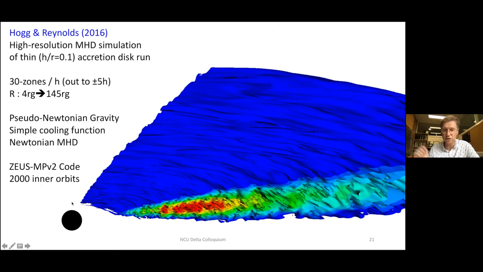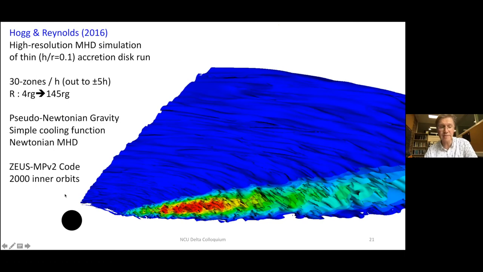And then we need to run these simulations for a very long time because we want to start looking at the simulated data in the same way we look at real light curves. And real light curves are actually quite long in the sense that they probe many, many orbits of the material around the black hole. So in this simulation I'll show you first, we looked at 2,000 inner orbits of the accretion disk. So in the inside of the disk, it's gone around 2,000 times.